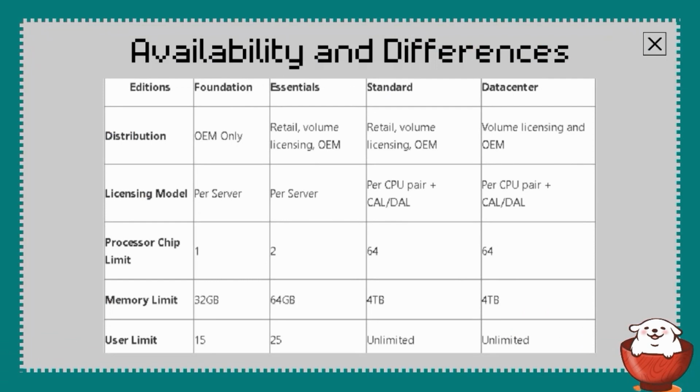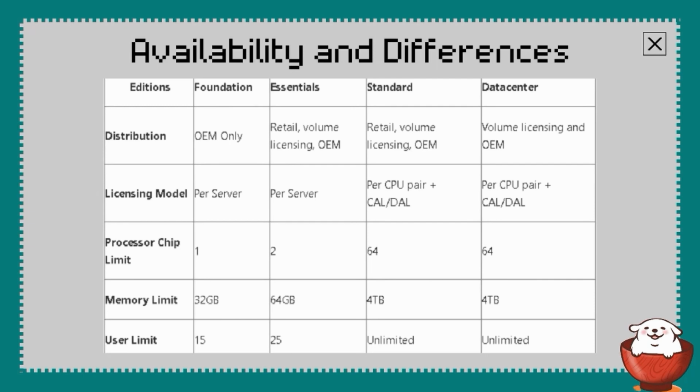Now here are the availability and differences. When it comes to distribution, Foundation only distributes OEM. And the Essentials is retail, volume licensing, and also includes OEM. Same as the Standard. But the Datacenter supports volume licensing and OEM. All of those four support OEM.